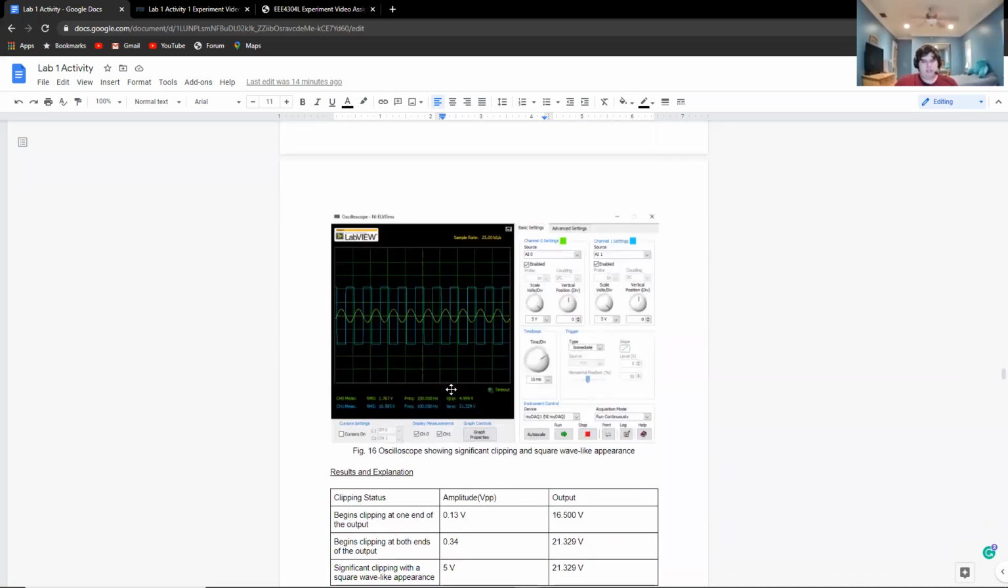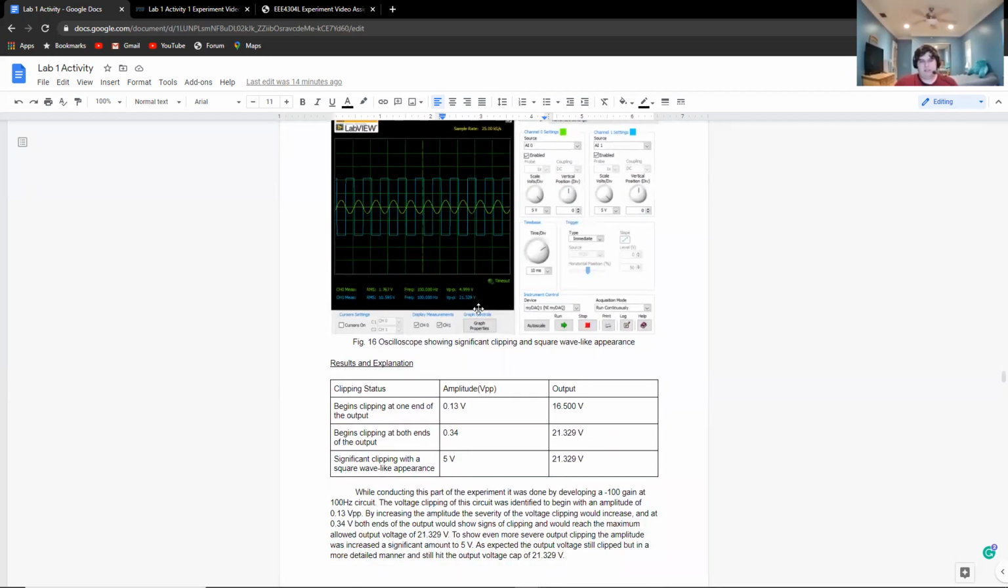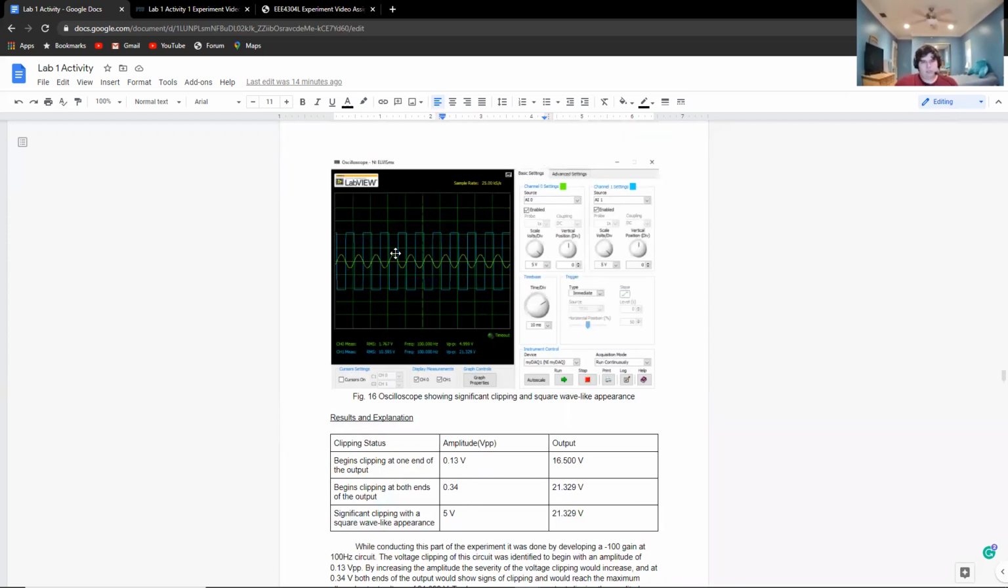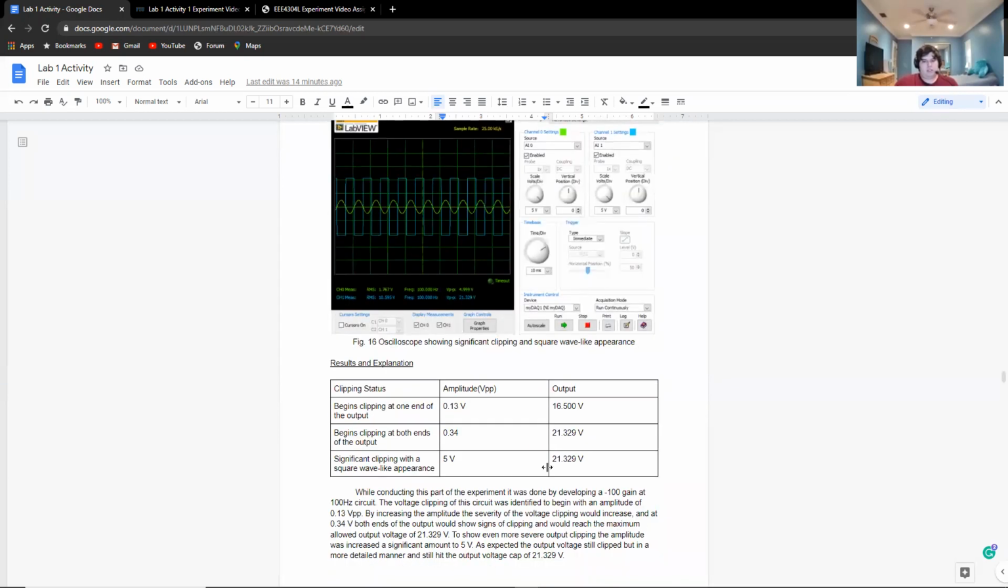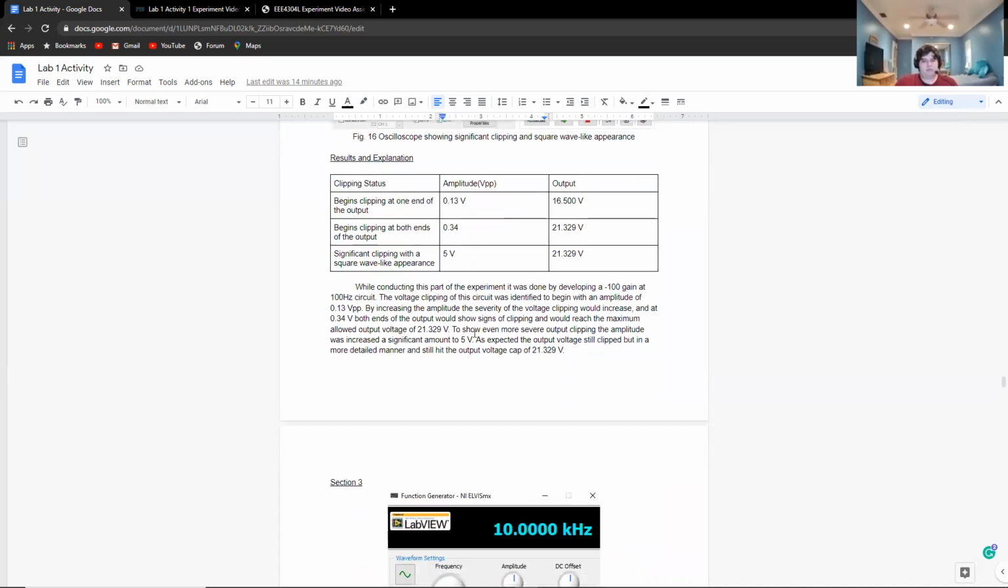And then finally, if we increase the voltage by a significant amount to 5 volts, so a 0.34 volt jump to 5, we were able to see even more significant clipping. So it also was able to reach the 21.329 voltage limit and was more clearly clipping on both ends.